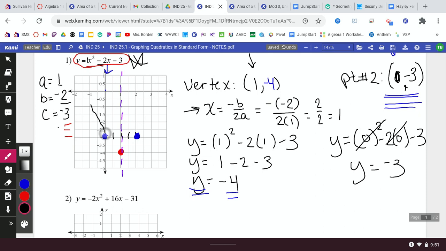It's going to come down. It's going to hit the vertex, round, and go back up. Now, do I expect these to be perfect? No. Am I an artist? No. But try to give it some sort of rounded shape there at the bottom, okay?